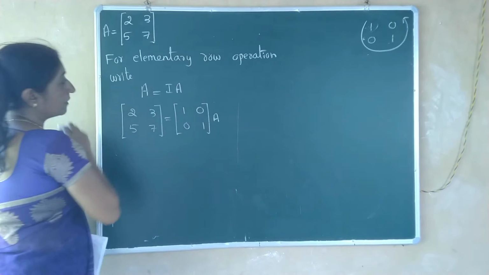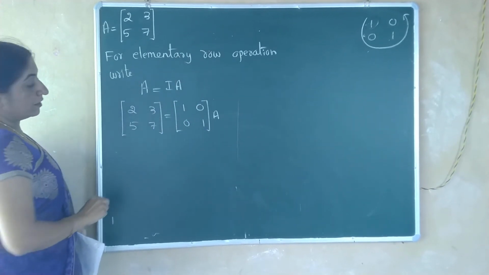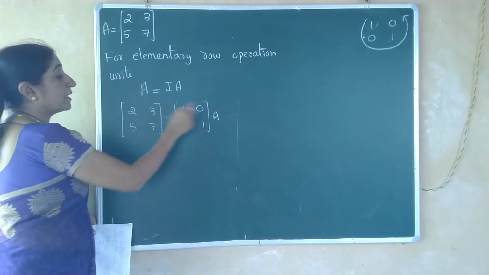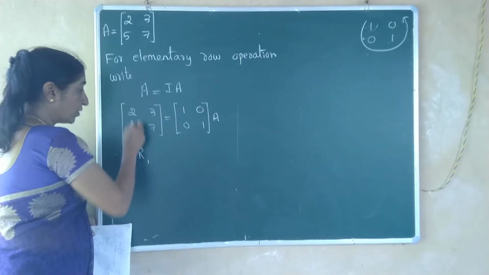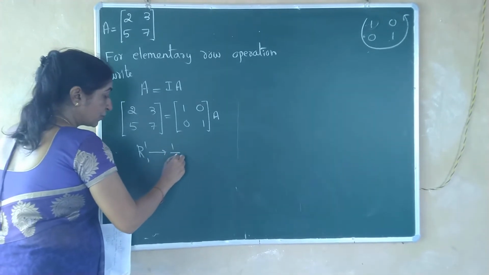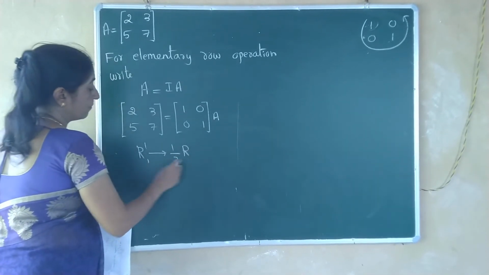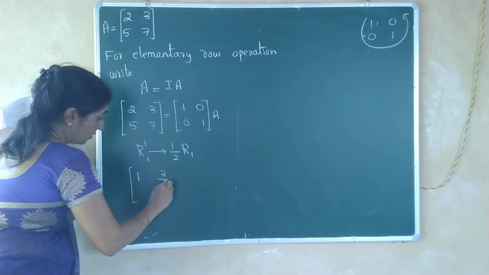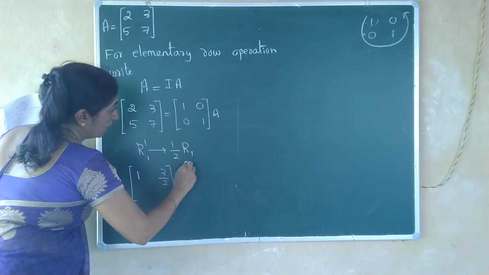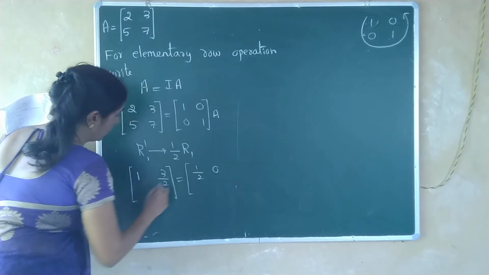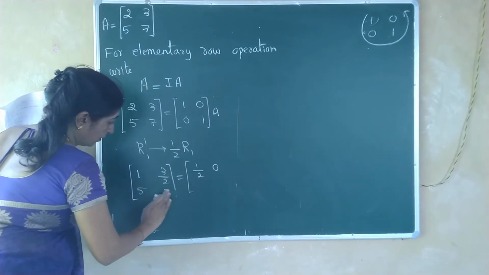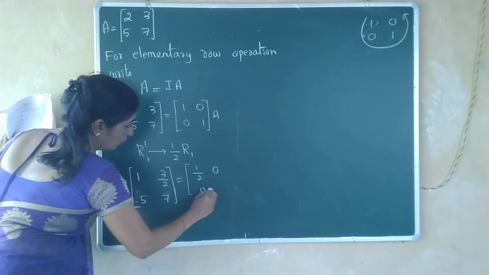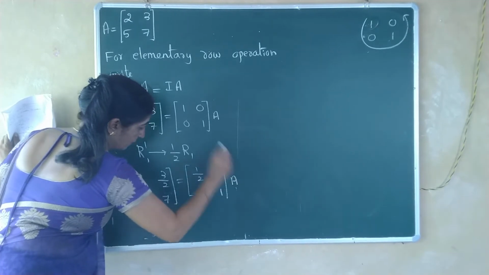Yes. In place of 2 what do we want? 1. So how are you converting? When you are converting, as I told you, multiply by its reciprocal. 2 is present in the first row, R1. Each element of R1 is multiplied with 1 by 2, its reciprocal. This is 1, this is 3 by 2, and this is 1 by 2, 0, and this element is 5, 7 and 0, 1. Yes, understood.